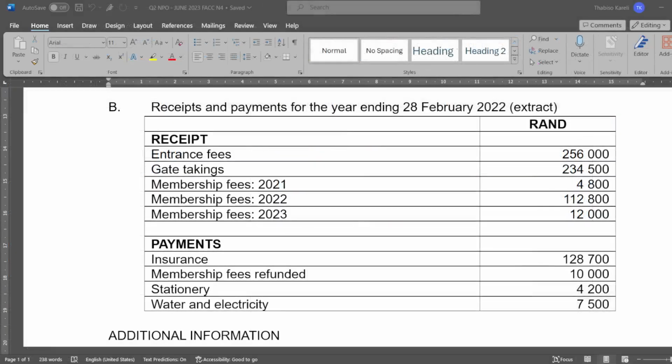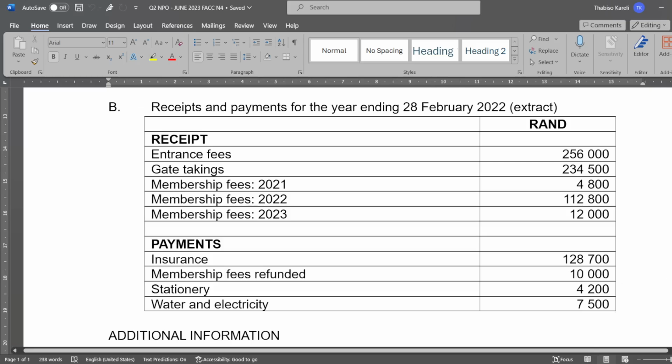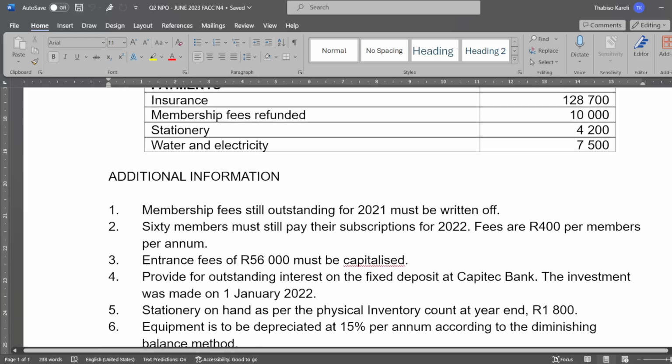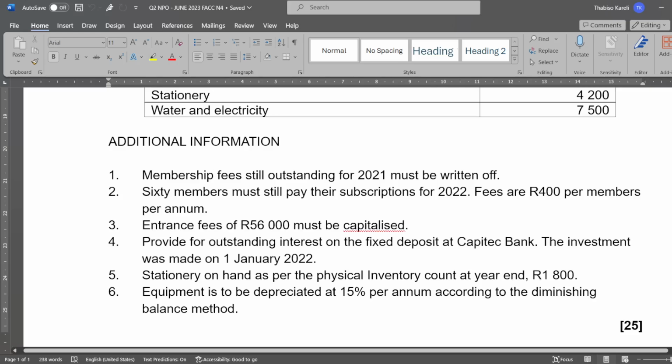On the question paper, under B, we are done with those that affect the membership fees. Now let's go down to C, additional information, so that we can check again which accounts affect our membership fees. Let us check. Number 1, membership fees outstanding for 2021 must be written off.